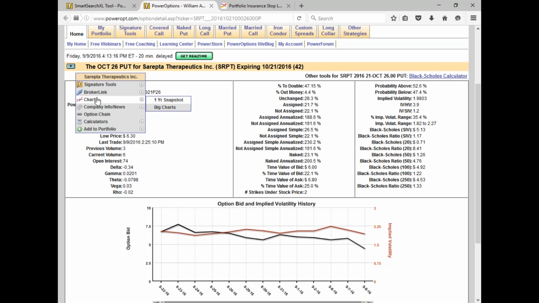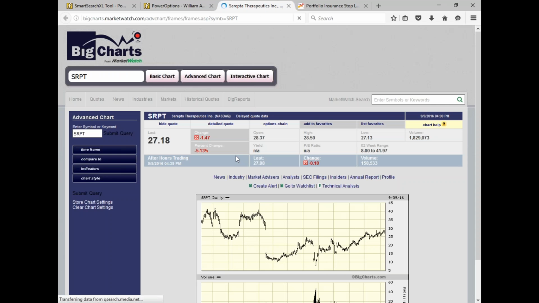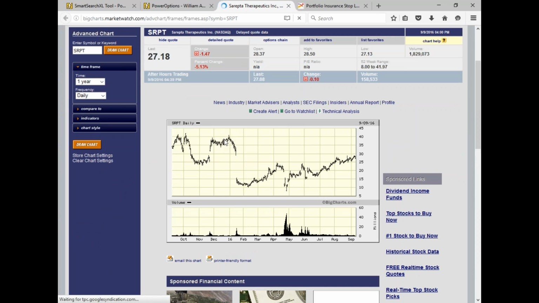Let's look at a stock chart very quickly. And remember, we're looking at the October 26 put for Sarepta. Now see, the stock was up at 40 before. In the last 12 months, the stock's been up to 40.